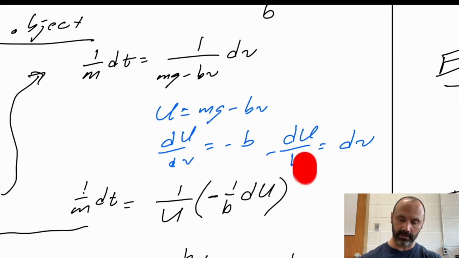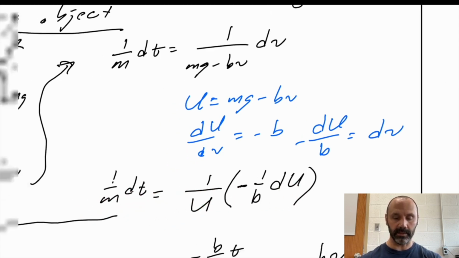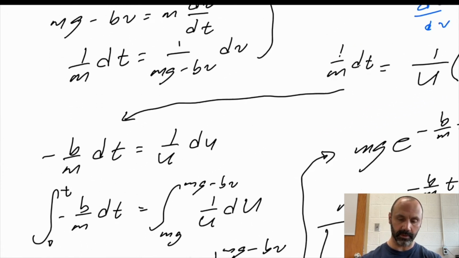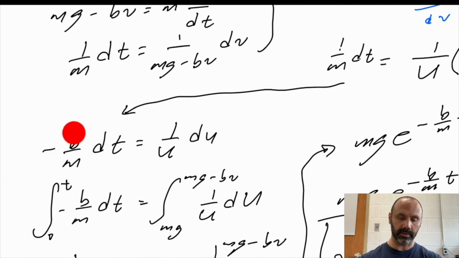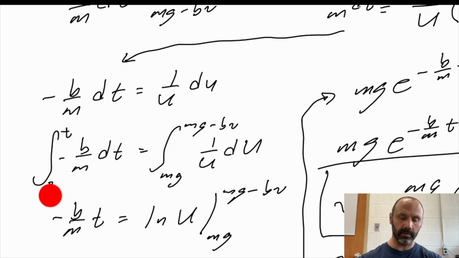dv turns into this, right? This thing gets substituted in for dv. And then here on the bottom, this is 1 over u. Now I can integrate. And I'm moving around a bit. So negative b over m dt. What I do is I take the negative b here and I multiply it to the other side. So I get negative b over m dt equals 1 over u du. Nice and simple on this side. Now integrate. The limits here are just from 0 to t.